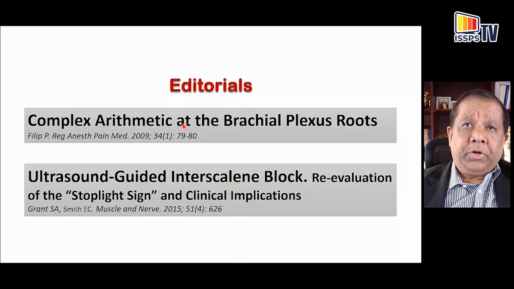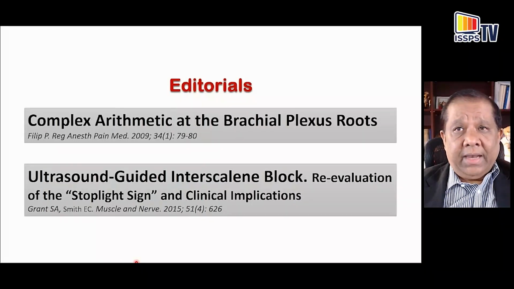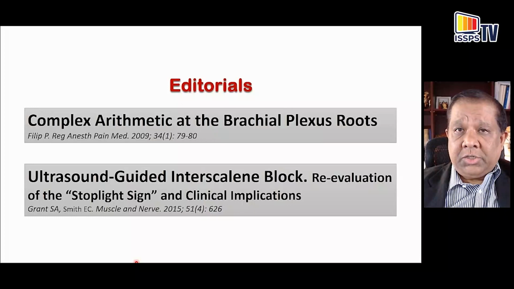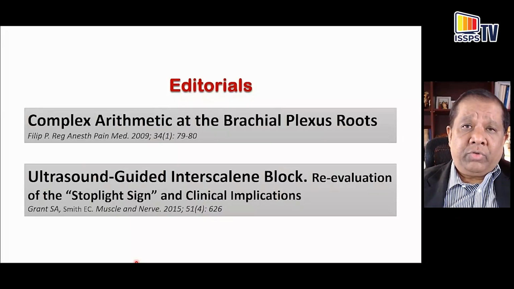There are also several editorials that have been published that highlight the inaccuracies in labeling of the various brachial plexus elements within the anesthesiology literature. They've often described that there is a need to reevaluate the stoplight sign because they are not always the C5, 6, and 7 ventral rami.